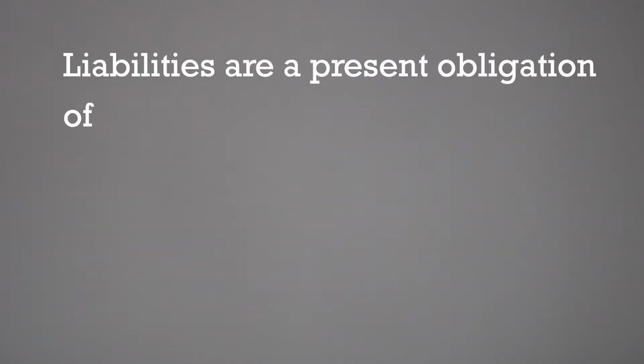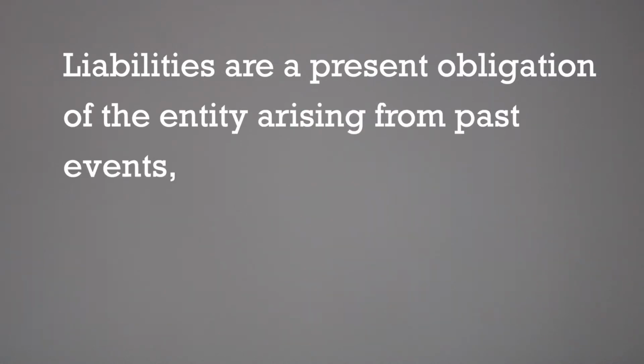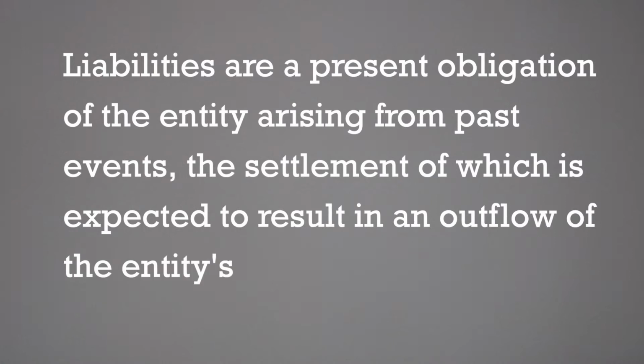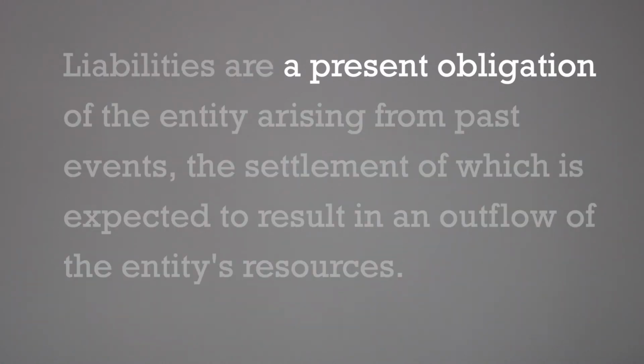So let's move on to liabilities. Liabilities are defined as a present obligation of the entity arising from past events, the settlement of which is expected to result in an outflow of the entity's resources. So this is really similar to assets. A present obligation refers to you being required to do something. So if you're given an invoice that needs to be paid, this is a good example of a liability, because you have an obligation to pay that invoice.